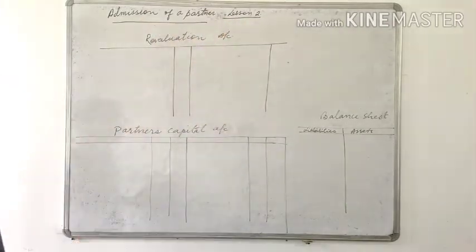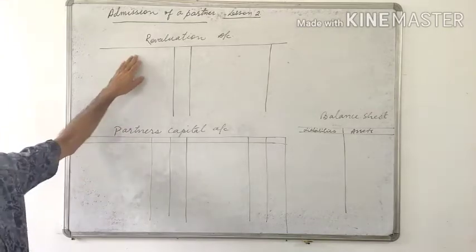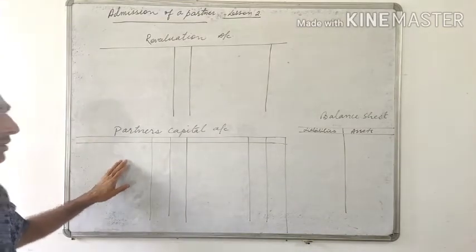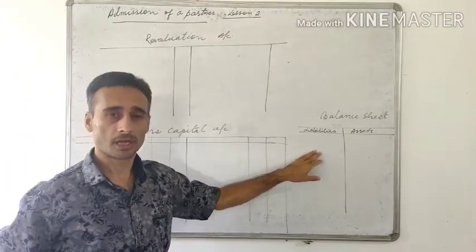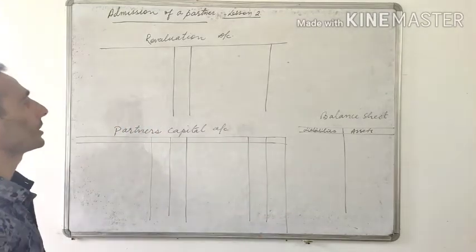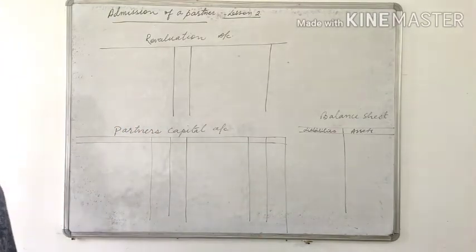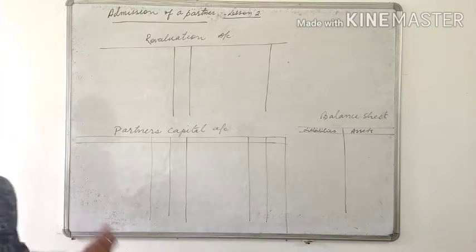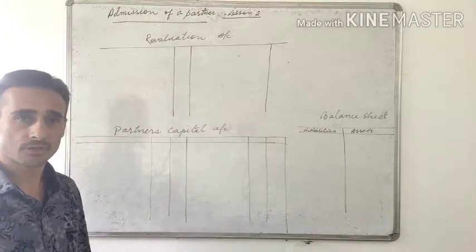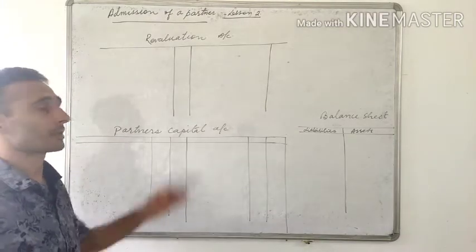In this video we'll learn how to prepare revaluation account, partner's capital account and a balance sheet. This is normally what you will be required to prepare in this chapter. You may be asked to pass the necessary journal entries or the ledger accounts.